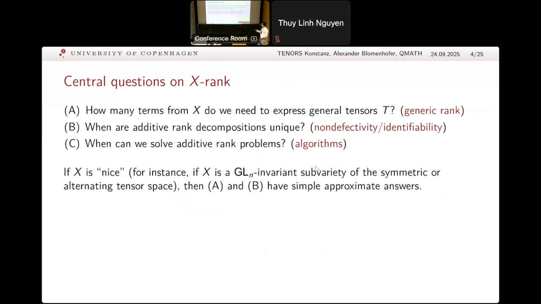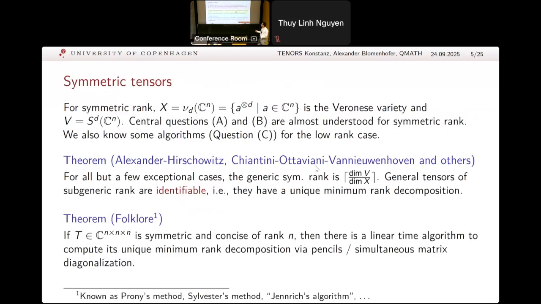And we also will discuss this a little bit. So, what do we know for symmetric tensors? Basically, we have reasonable answers for all 3 questions.